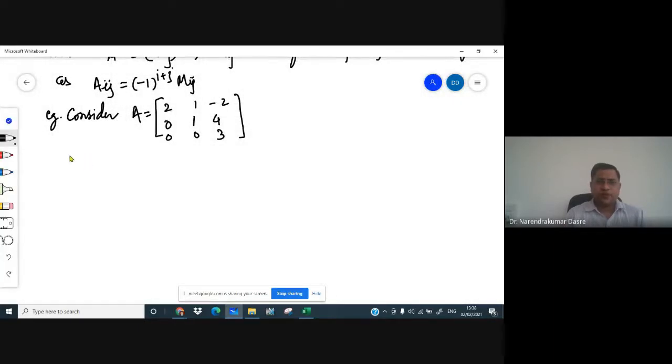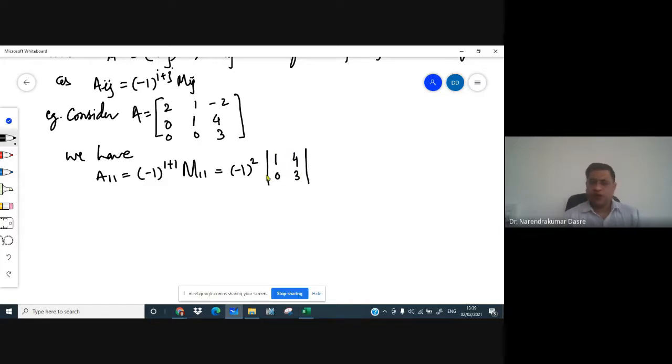So we have A11, the cofactor of this. It is minus 1 raised to 1 plus 1 into M11, so it is minus 1 raised to 2. And M11 is the determinant of 1, 4, 0, 3. I have deleted the first row and the first column. So minus 1 squared is 1, times 3, and this is going to be 3.